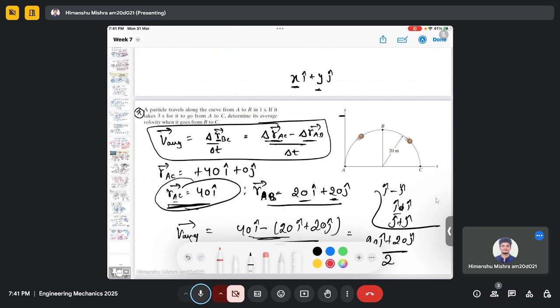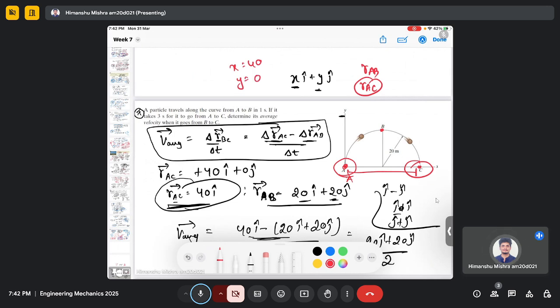So we need to find the displacement vector RAB, which is from point A to point B, and RAC, which is point A to point C. In the displacement vector, the initial and final location matters. So for RAC, my initial is A, final is C. You can see in this plot that my x is this diameter, which is 40, and my y is 0. So my RAC will be 40i, and for B my x is 20 and y is 20, so it will be 20i plus 20j.